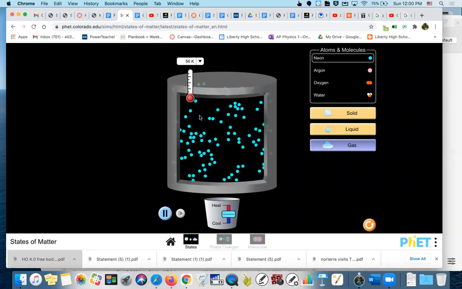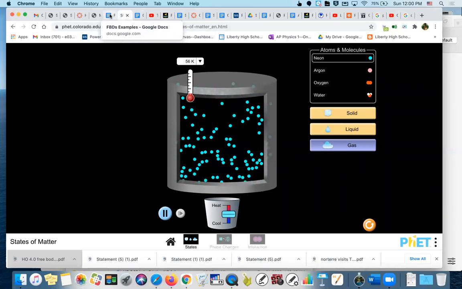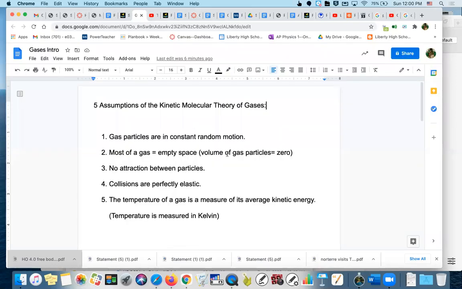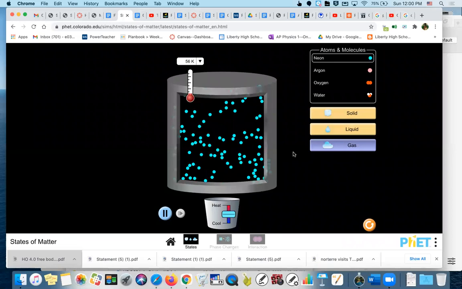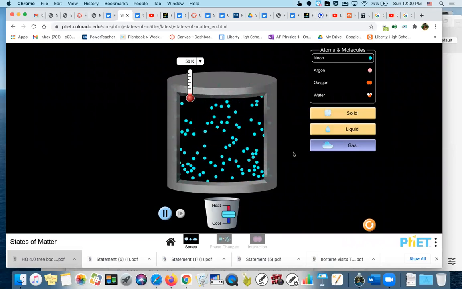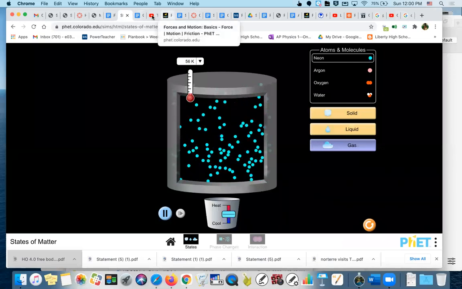And therefore, because the gas particles' volume is so small, we assume that gases don't have volume. Most of the gas is empty space. The volume of the gas in itself is insignificant, so we just round it to 0. We also say that there's no attraction between particles. When we get into real gases later in the unit, we'll talk about some of those attractive forces. But the idea is, because these are so far apart and just bouncing off each other, we really don't have a lot of attractive forces. That's one of the assumptions that we make.